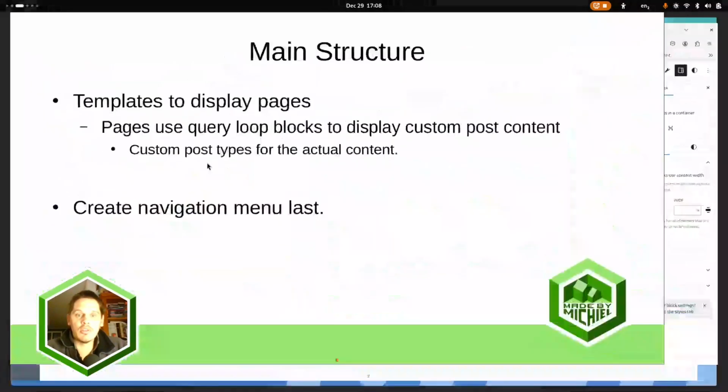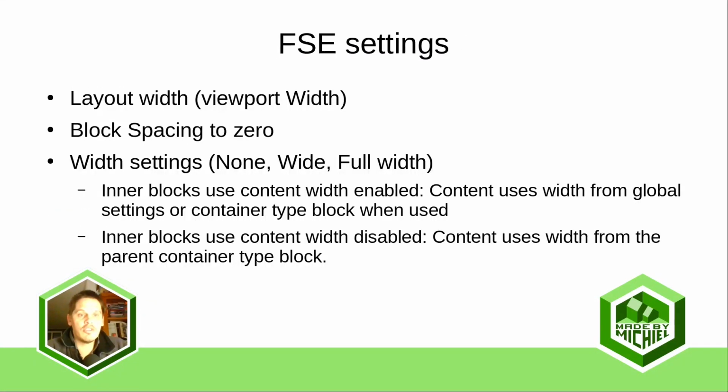I have to go and get a little cheat sheet going on. Full site editor settings. The important settings for me are the layout width, so the viewport width, the block spacing to 0, we just did that, and the width settings: none, wide, full width. The inner blocks use content width enabled basically means that the content uses the width from the global settings or the container type block when used.